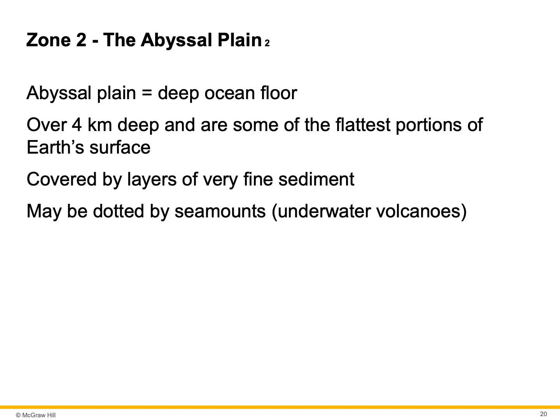The abyssal plain is the deep ocean floor. It's over 4 kilometers deep and is some of the flattest portions of Earth's surface. It's covered by layers of very fine sediment and may be dotted by seamounts, which are underwater volcanoes.